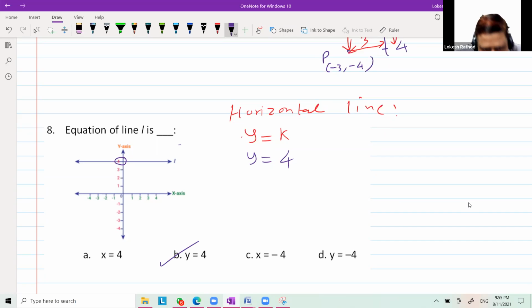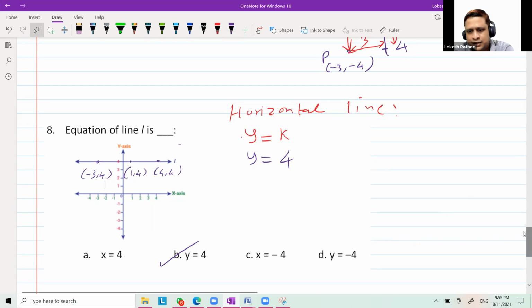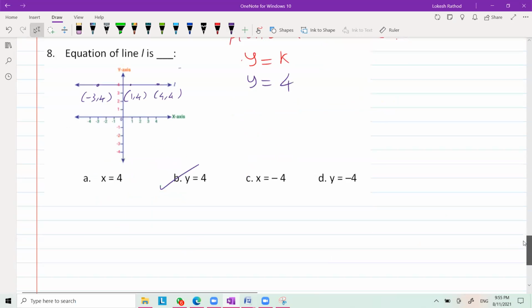You take any point on this line. At this point, what is its coordinate? (1, 4). You take this point, what is its coordinate? (4, 4). You take this point, (-3, 4). So all the points have y coordinate 4. So the equation of the line is y equal to 4. Are you getting this? Yes. Okay.